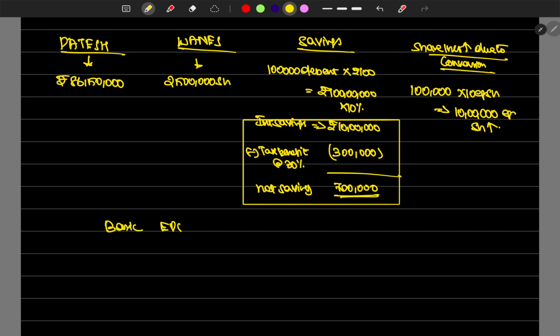Basic EPS is equal to profit attributable to equity shareholders divided by the weighted average number of equity shares, which is 86 lakh 50,000 divided by 25 lakh. Which is just 3.46, the basic EPS.